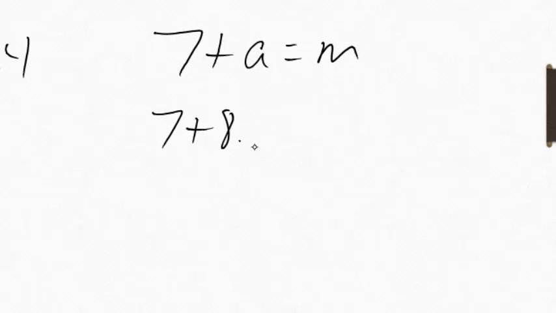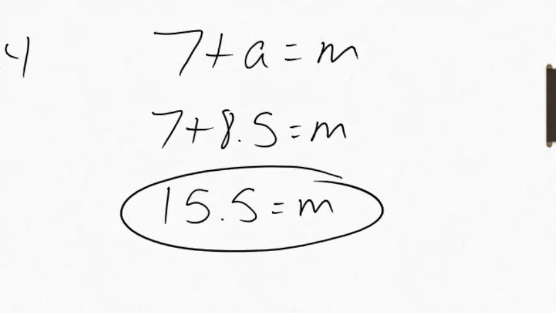So we're going to have 7 plus A equals M. A equals 8.5, so we're going to have 7 plus 8.5 equals M. And now, 7 plus 8.5, that is 15.5 hours for Mike. So we've now solved how many hours they both worked.